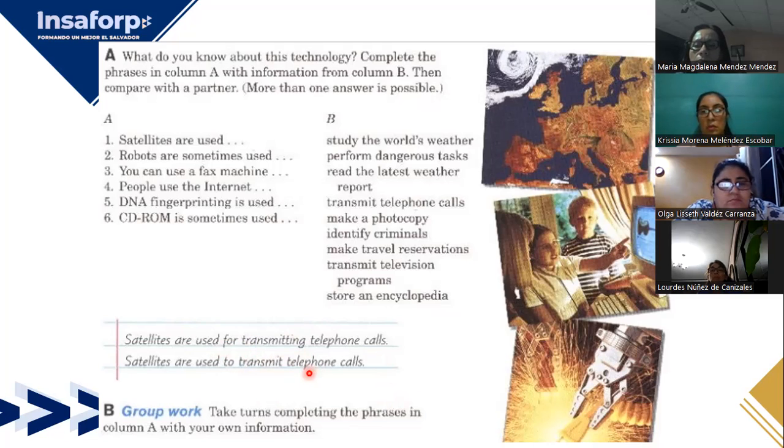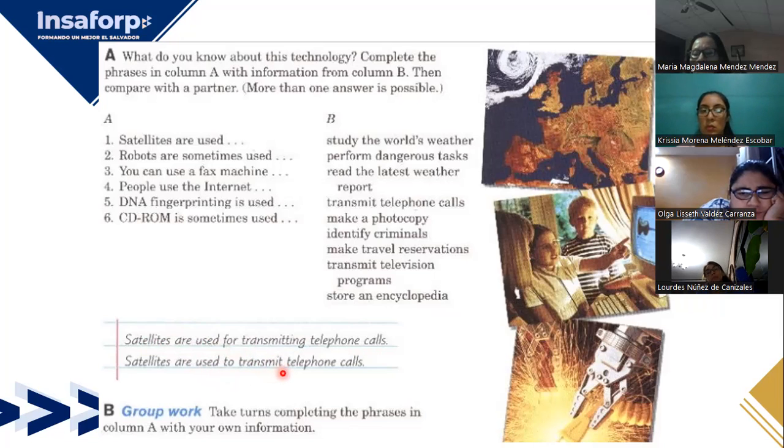As I was mentioning to you, the difference is this one. In one, the only thing that is changing is the use of a gerund. The action is changing, right? That's why it is called the -ing form or gerund, for transmitting. In this case, satellites are used for transmitting telephone. And even the grammar structure changes. We have for transmitting. What about in the other one? In the infinitive, we only have the basic form of the verb.